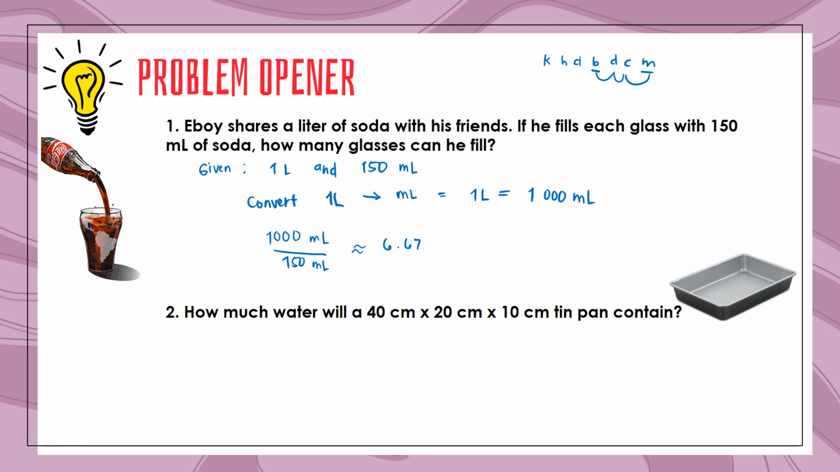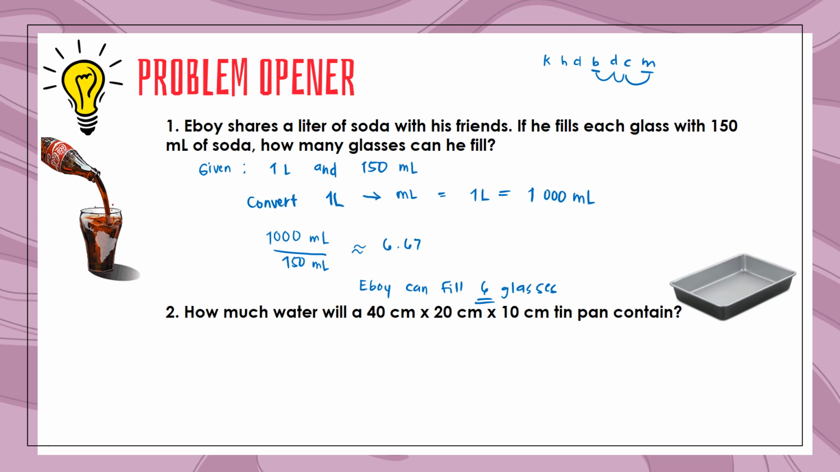Again, the question is how many glasses can he fill if each glass has 150 ml of soda. Since this is the case, we're just gonna need the whole number. So E-boy can fill 6 glasses. Okay, 6 glasses with 150 ml of soda with his 1 liter of soda.